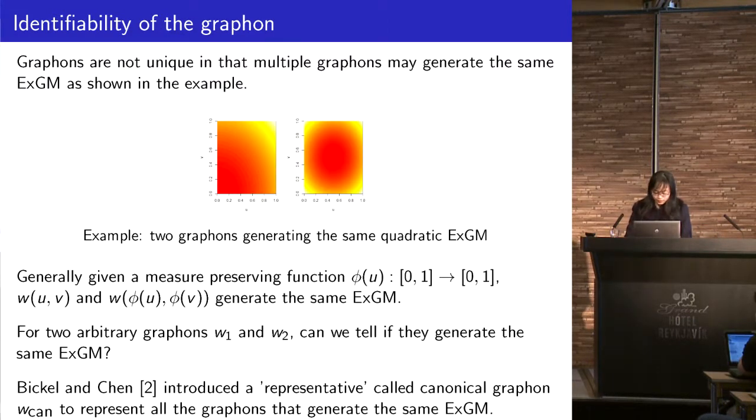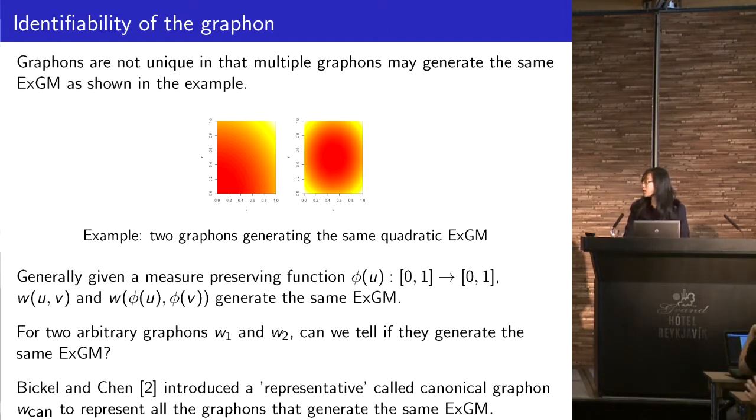Okay, so first is the identifiability of the graphon. Graphons are not unique because multiple graphons may generate the same exchangeable graph model. Like shown in the example, the two functional forms of graphon actually generate the same model, but we cannot easily tell by eye. More generally, given a measure preserving function phi on the latent variable U, W(U,V) and W(phi(U), phi(V)) will generate the same exchangeable graph model. So actually, there are infinitely many parametrization ways to generate the same model. So if we do inference, which one do we estimate? This is the problem.